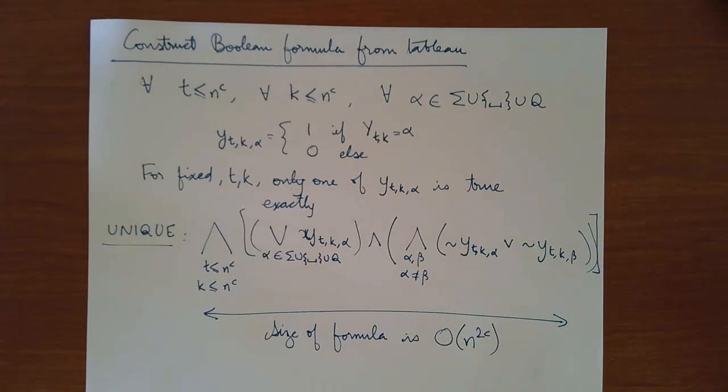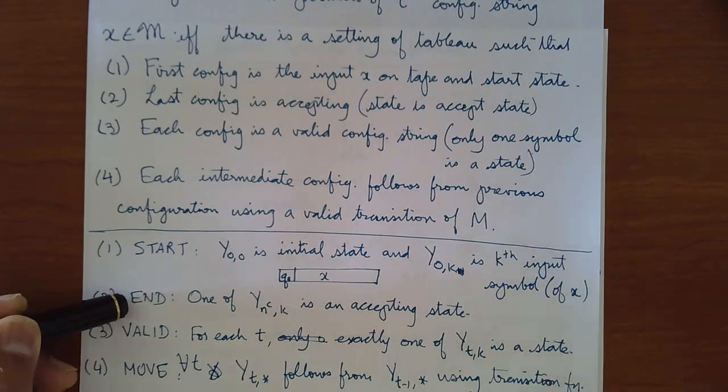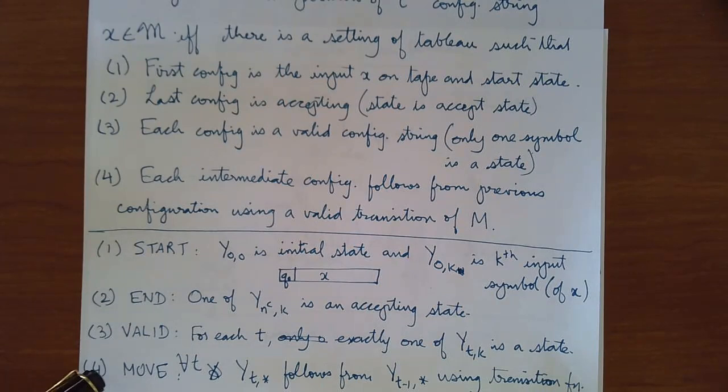Right? This is at most O of n to the 2c. And so this gives you the fact that once we put this, we are essentially now encoding the tableau. And then we need to write out Boolean formulas for all of these. Start and end are actually quite easy. Valid is unique; you can use exactly the same logic as before. And so the interesting one typically is move, which needs to be encoded.